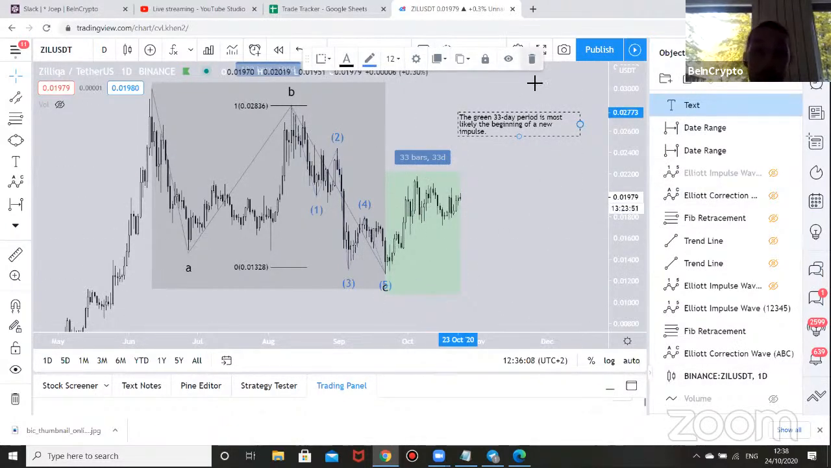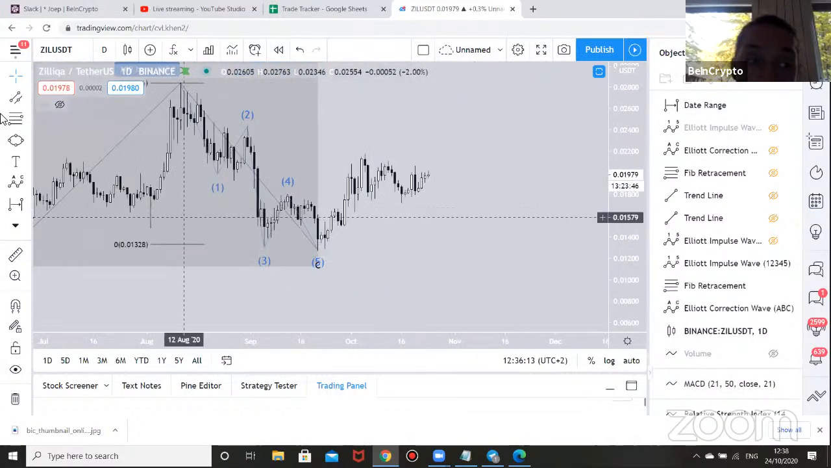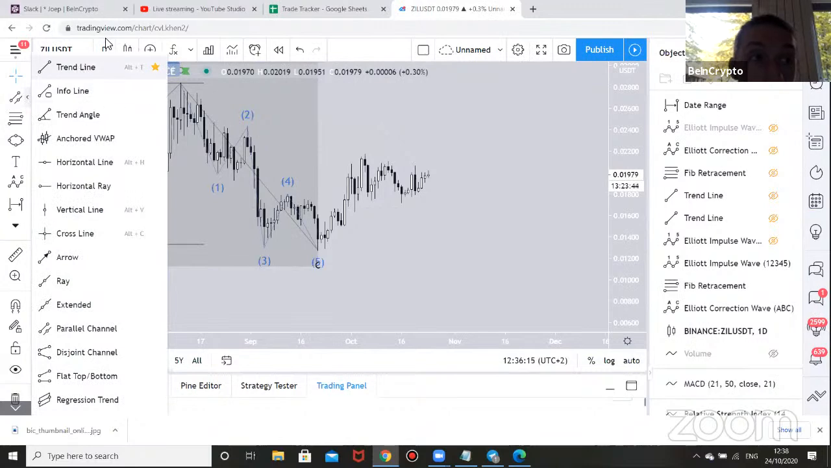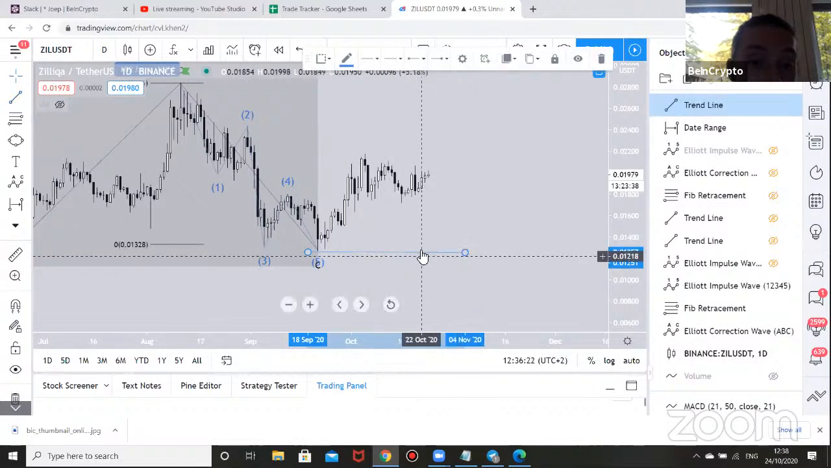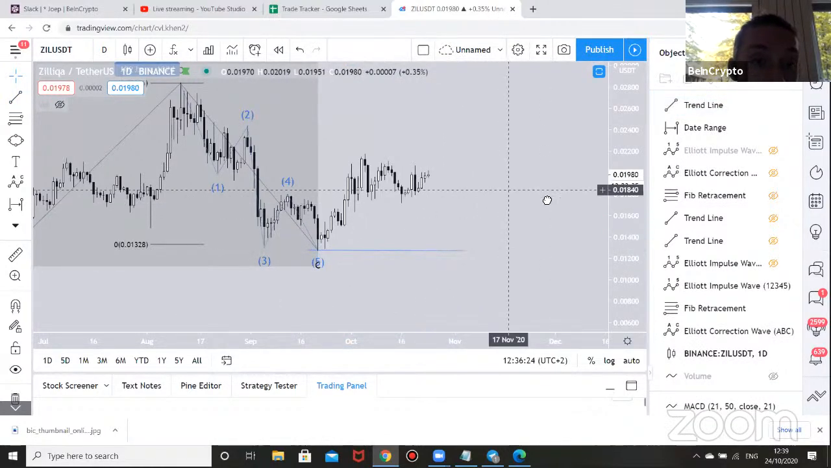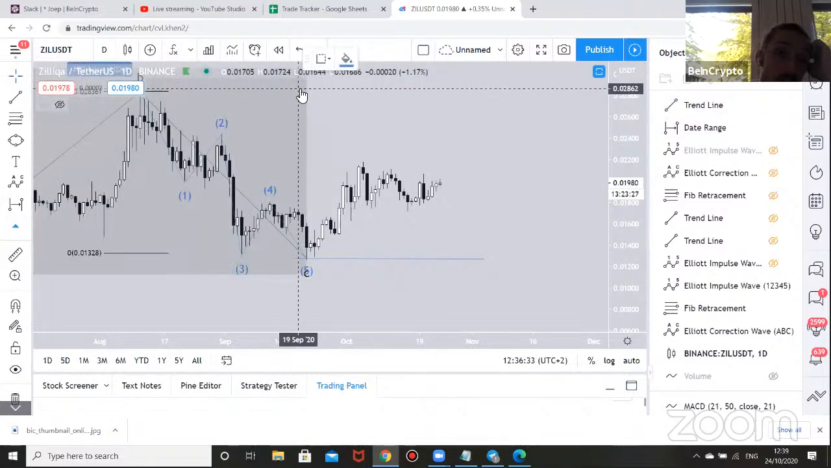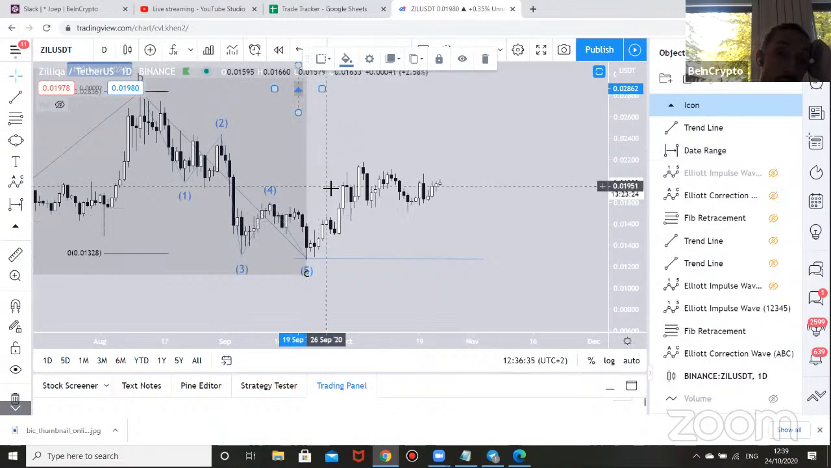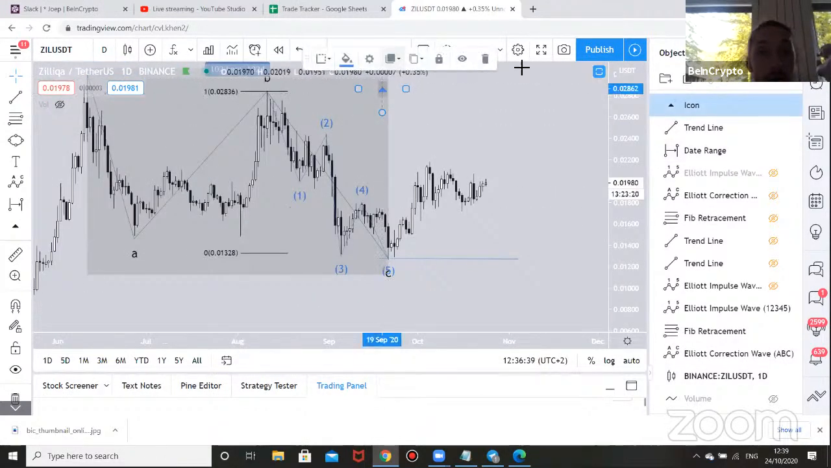So if you're trying to trade this, the stop would have to be placed. Wait, I'll just go to a lower time frame. The stop would have to be placed right here, so below the bottom of 0.01268, September 21. So yeah, again, this gives you the actual low. Okay.